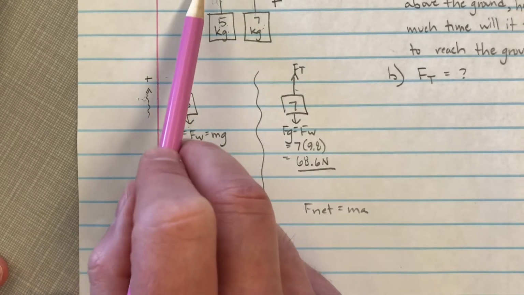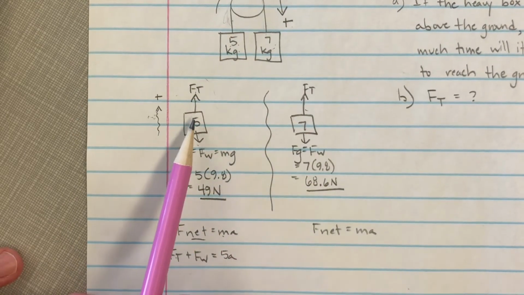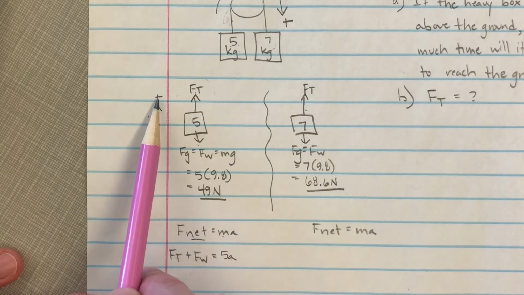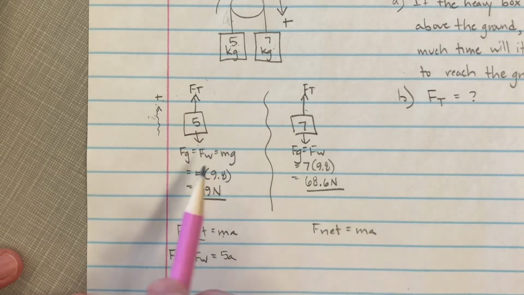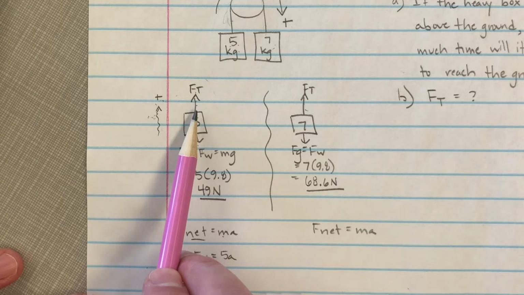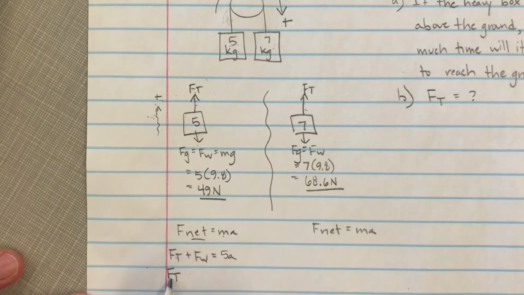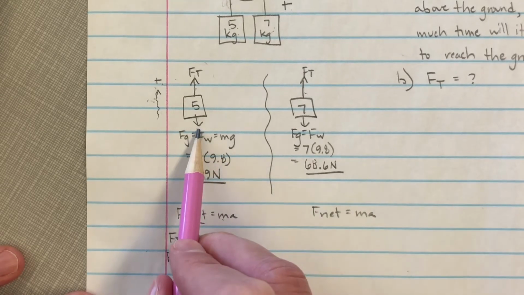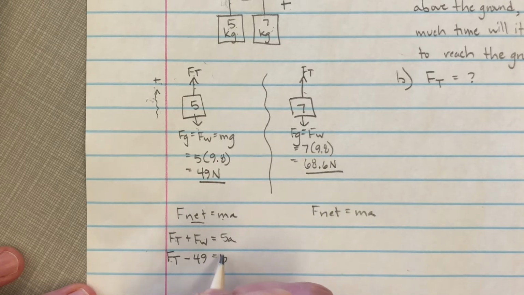At the very beginning of the problem, we made the direction of motion positive. So for the 5 kilogram block, because it's lighter, it's moving up. So anything up for the 5 kilogram box is in the direction of motion. That'll be positive. Well, in this case, the force of tension is in the direction it's moving. So the force of tension, we don't know it, but it's going to be positive. But the force of weight is against the motion, so that's going to be negative. So it's Ft minus 49 equals 5A.